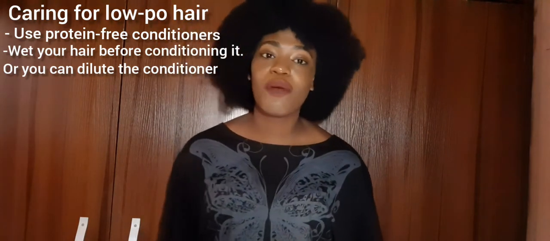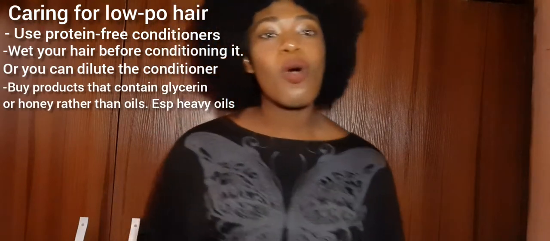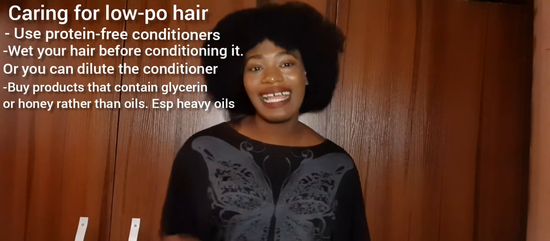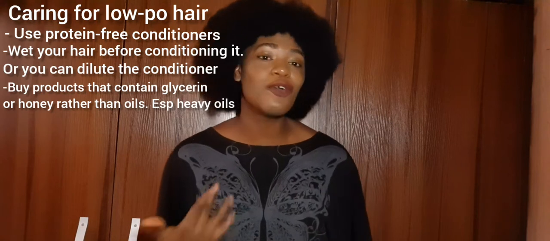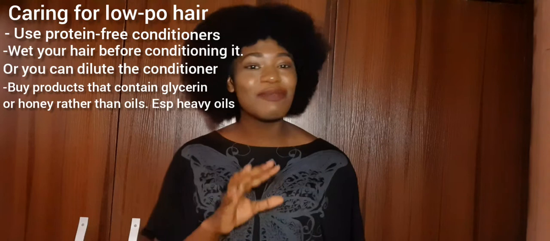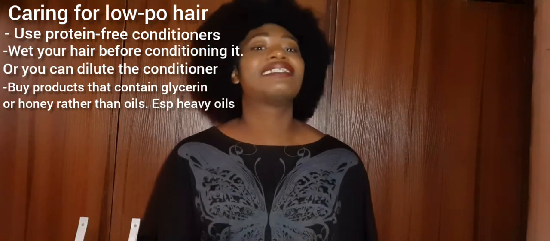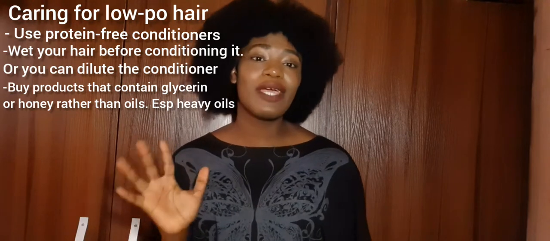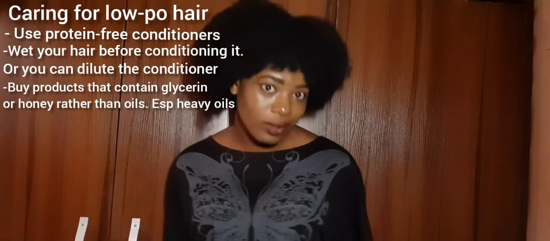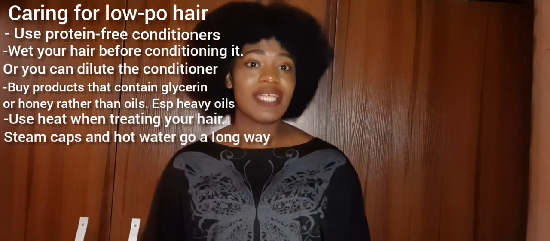Also, when shopping for products, you should try to reduce buying products that contain oils. Buy products that contain glycerin and honey, because it's easier for low porosity hair to absorb glycerin and honey. The most important point to note when caring for low porosity hair is doing things that will increase the way your hair absorbs products. Last but not the least, you should also learn to heat up your hair when conditioning.